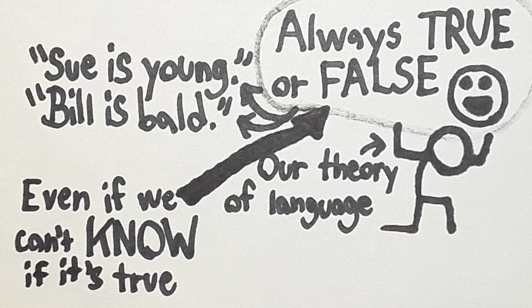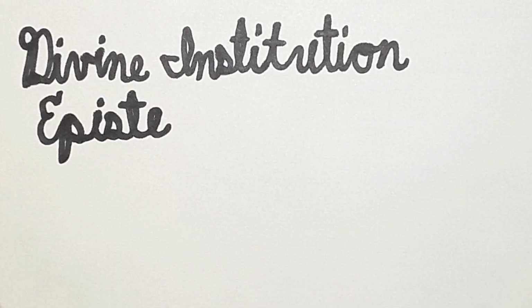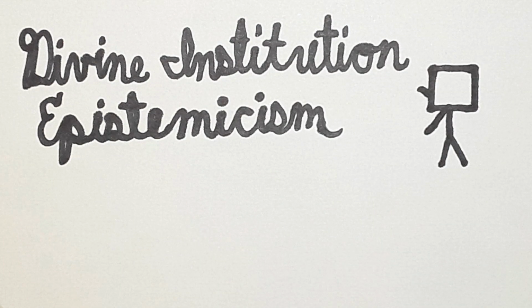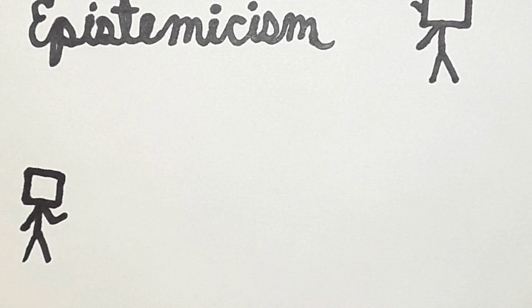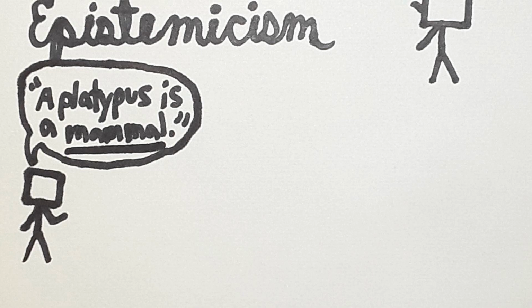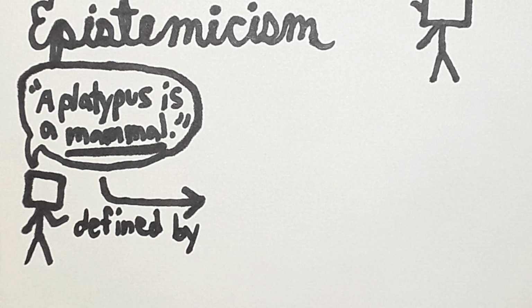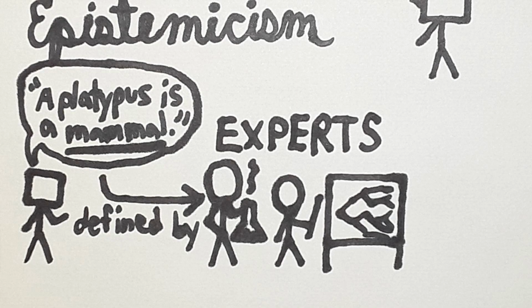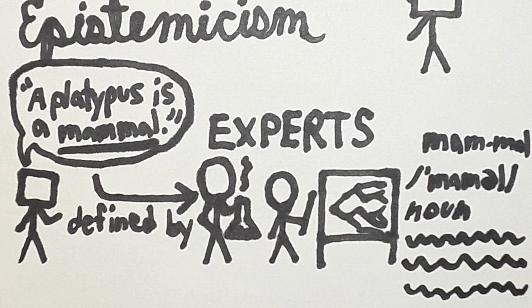Now, here's the theistic framework that allows us to keep this principle: Divine Institution Epistemicism. Here's the idea. Sometimes I can make a statement using words whose definition I don't know exactly. For example, I could say a platypus is a mammal, without knowing what the exact definition of the word mammal really is. But there is a definition which has been precisely dictated by experts in the field of taxonomy. They have decided what it means for a creature to be a mammal, and I am employing their definition whenever I use that word, even if I have no idea what that definition really is, or who the experts are, or that they even have this authority.